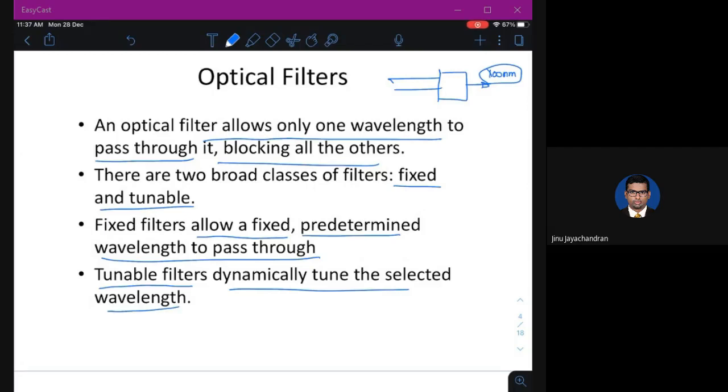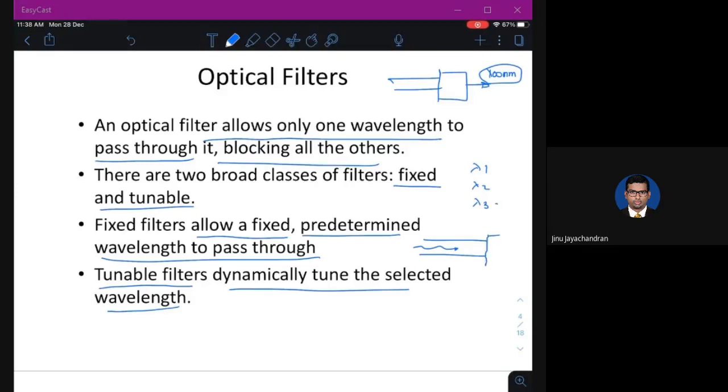For example, let's say I have information which is available in wavelengths, let's say lambda 1, lambda 2, and lambda 3. Now, through the fiber, the wave is propagating. It will have wavelengths from lambda 1 to lambda 100, for example. But you want to extract out lambda 1, lambda 2, lambda 3.